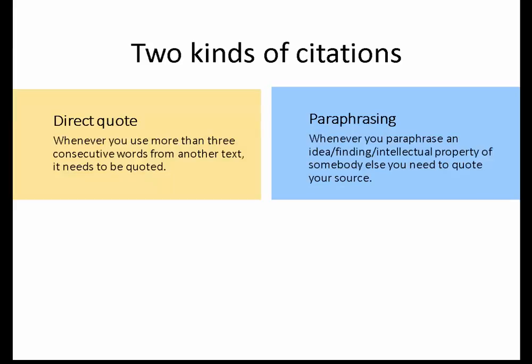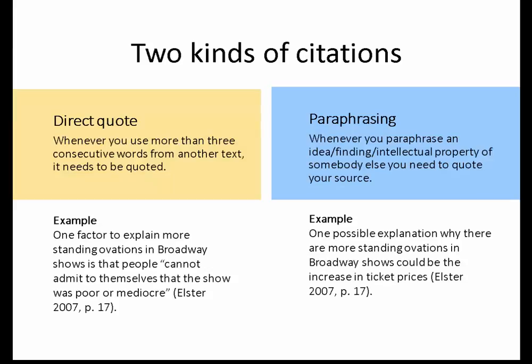So in general, there are two kinds of citations. One we call a direct quote, and the other one is paraphrasing. A direct quote is whenever you use more than three consecutive words from another text, you put it in quotation marks, and then say where you got it from. Paraphrasing is when you have an idea or findings that are the intellectual property of somebody else, and you reformulate it in your own words. So you're not using exactly the same words as the original source, but nevertheless it's the idea or the finding that somebody else has. So again, you put a citation in at the end of the day.